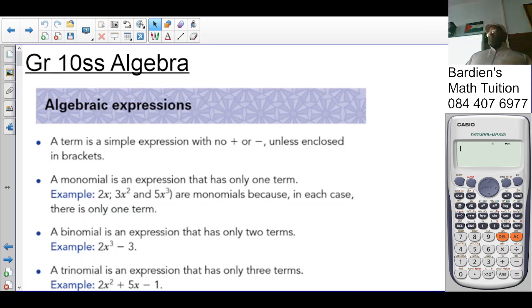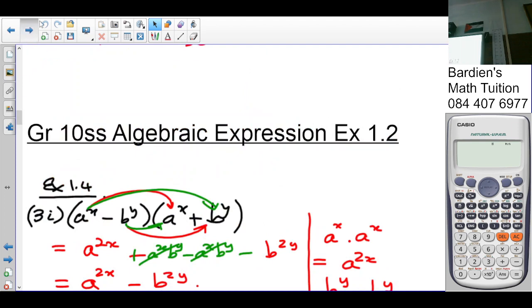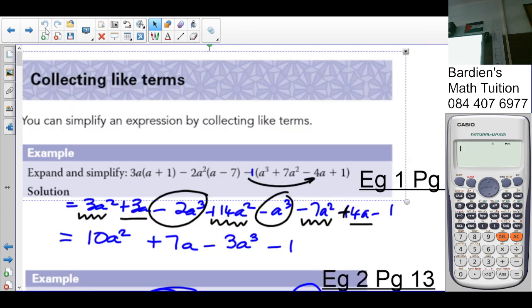Good morning, class. At this point, we're looking at algebra. We are on exercise 1 point examples.